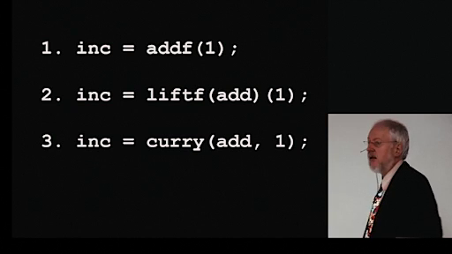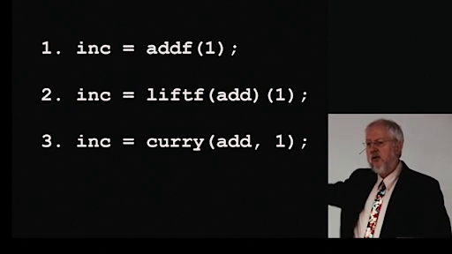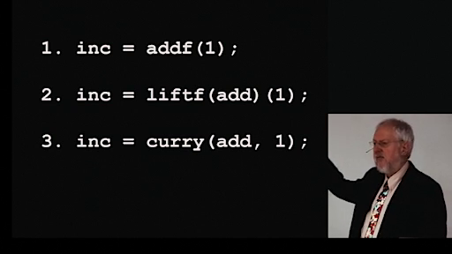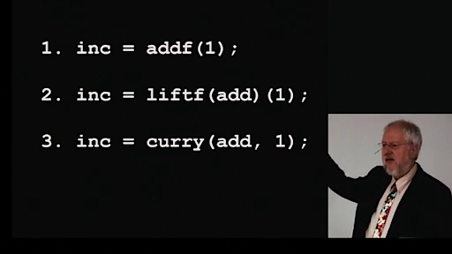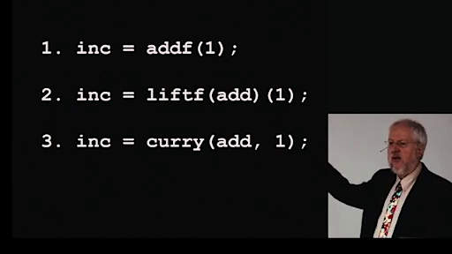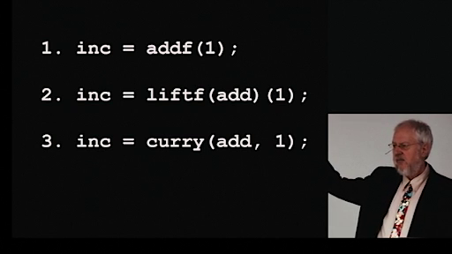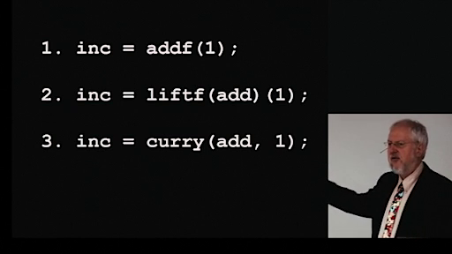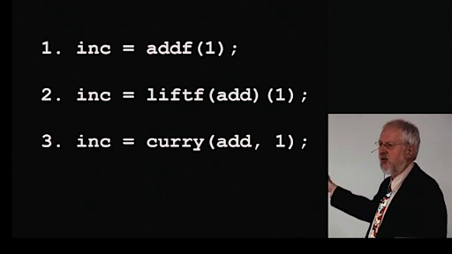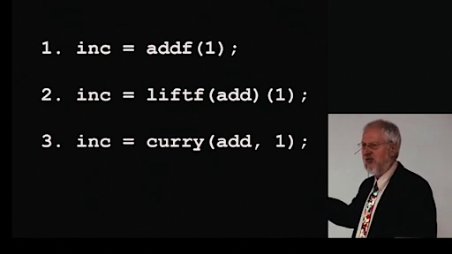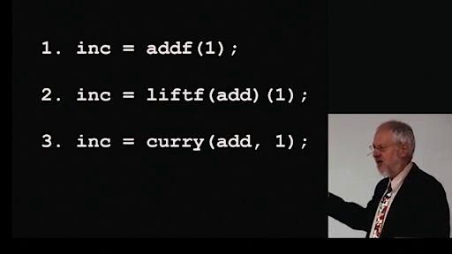So here are 3 ways to do inc. First one is addf of 1. Who got that one? Okay. And the next is liftf of add and 1. Who got that? And curry of add and 1. Who got that? And who got all 3? Very good. So this illustrates the first rule of functional programming, which is let the functions do the work. If you've already written a function that does what you need, you don't need to write another one.